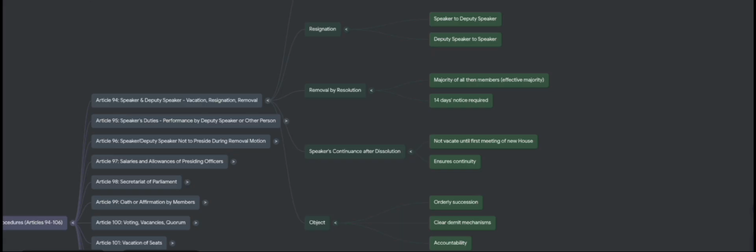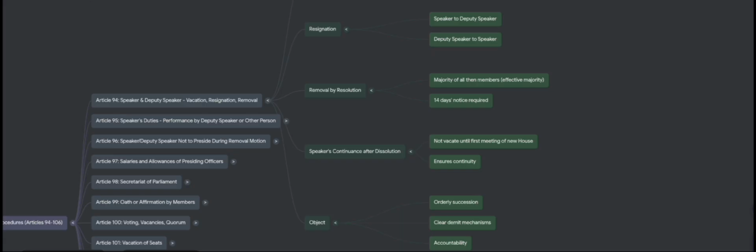So these detailed provisions, they're really designed to ensure that the leadership of our primary legislative body is stable, accountable, and transitions smoothly, even through major political changes. It's about securing the integrity of the institution itself, not just the individuals holding office.